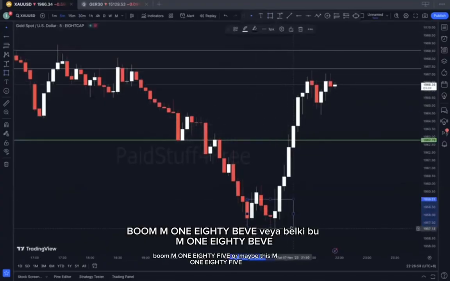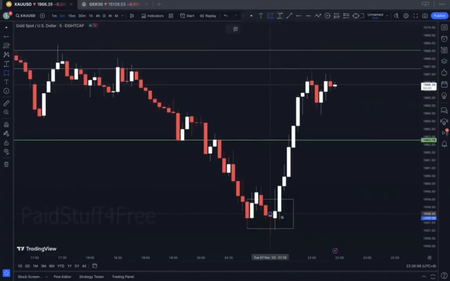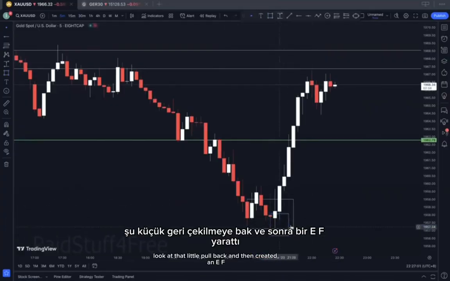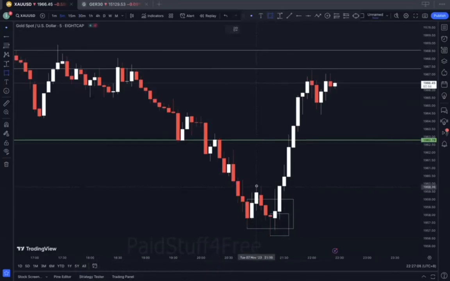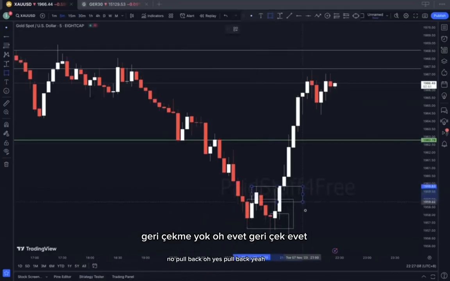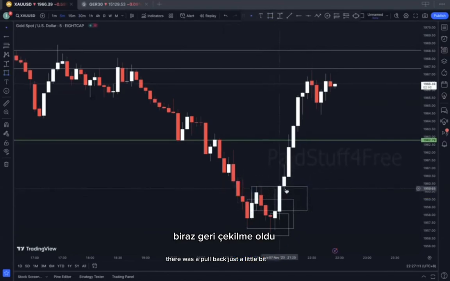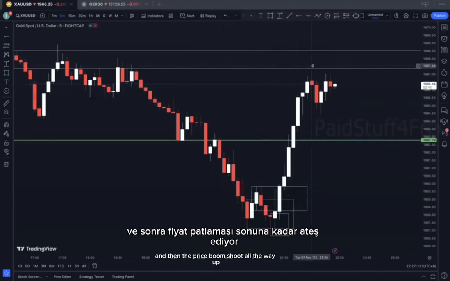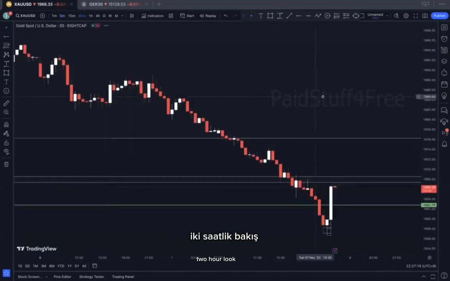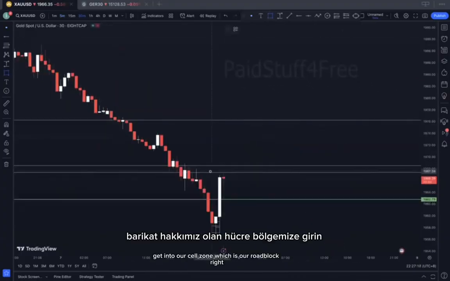Boom, M1 easy buy. Or maybe this M1 easy buy. Look at that little pullback, and then it created an EF. No pullback. Oh, yes, pullback. Yeah, there was a pullback, just a little bit, and then the price, boom, shoots all the way up into our sell zone, which is our roadblock, right?